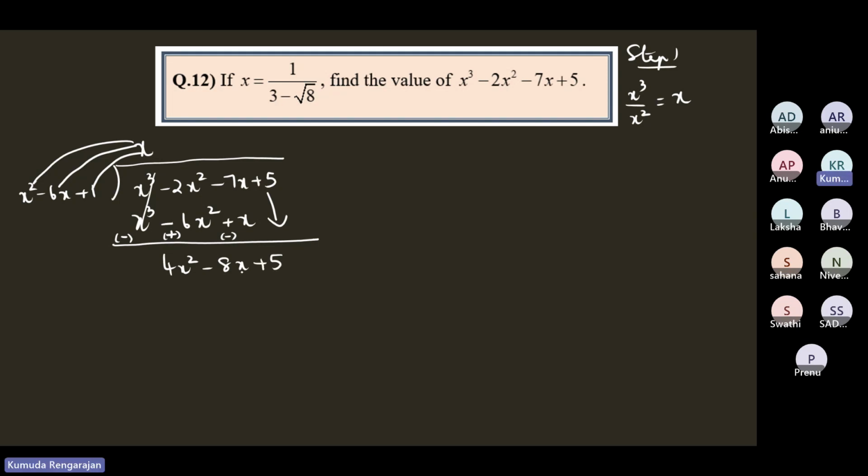Now the next stage of division. What's the next stage of division? Divide 4x square by x square. This is the next step. Step 2: 4x square by x square. What do you get? What is 4x square by x square?